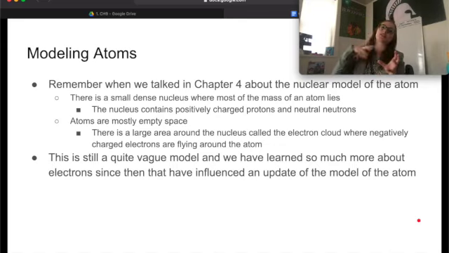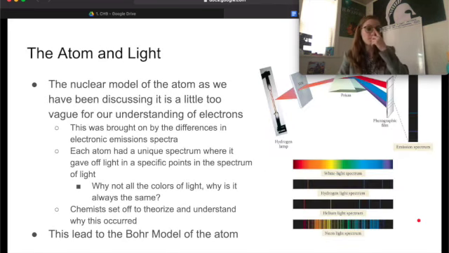That means that there's this large area around the nucleus called the electron cloud, where those negatively charged electrons are flying around the atom. They don't have very much mass to them, so they don't take up much of the mass of the atom. However, this is still really vague. It doesn't really tell us anything. And we've learned so much more about electrons then and what they can do as scientists, and this has influenced an update of the model of the atom.